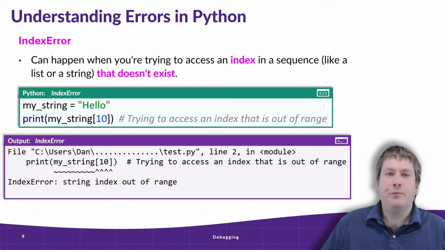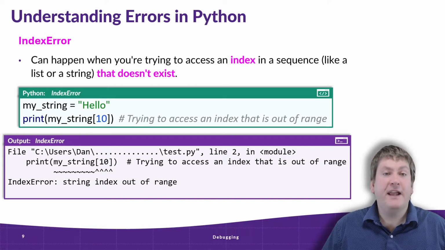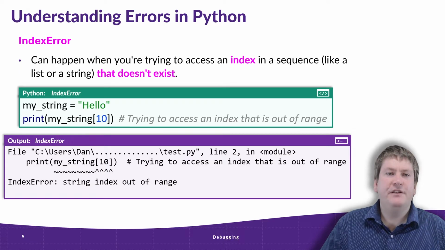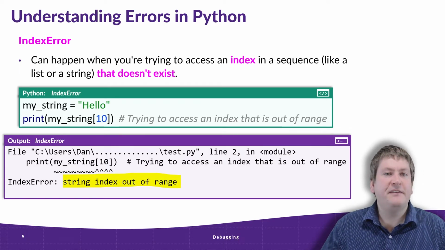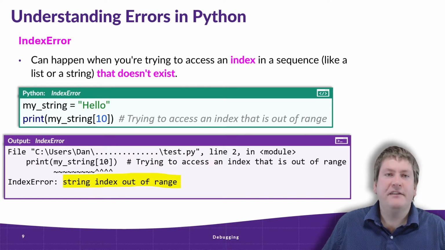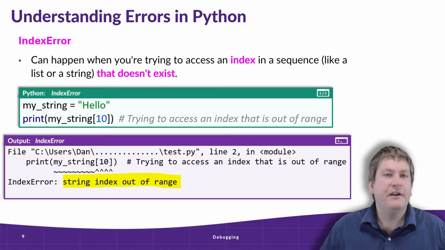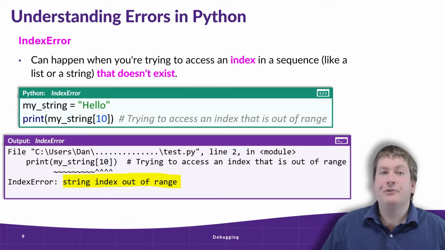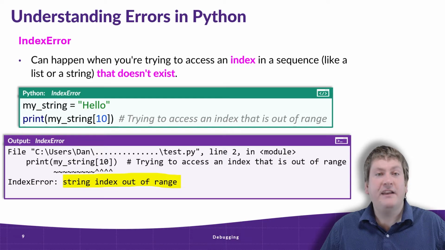But we get an error when we try to run this, and this would be an index error. We know it's on line 2, and the big hint here is it says string index out of range. So in this case, the word hello only has 1, 2, 3, 4, 5 characters. So that means it's going to have indexes 0 to 4. So 10 is way out of that range. So if we try to access something at index 10, which doesn't exist, we get an index error.